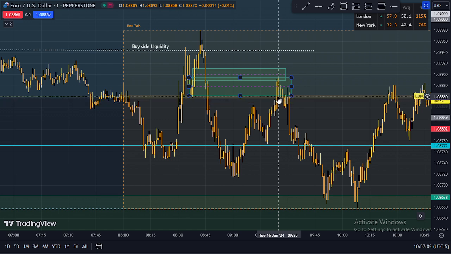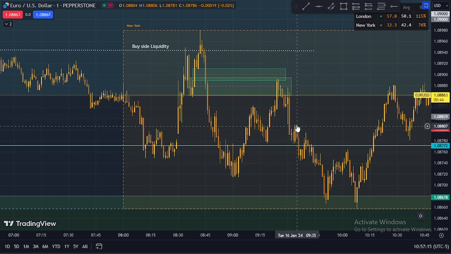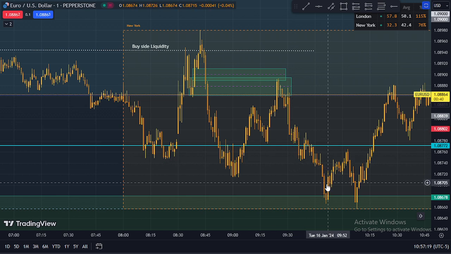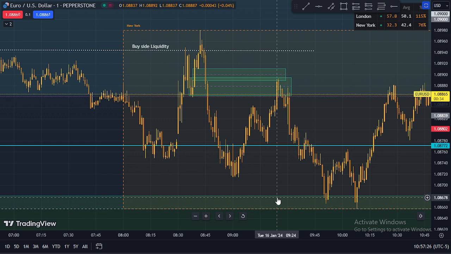Also, if you are not so aggressive with your entries, we had this fair value gap after a shift in market structure. We took this low and also we took this low. So we had a shift in market structure, fair value gap, then that would have been your entry. Targeting this was the daily fair value gap on Euro USD.